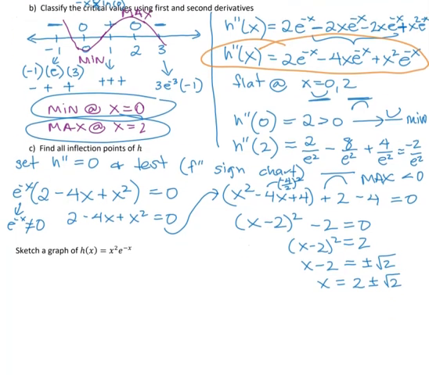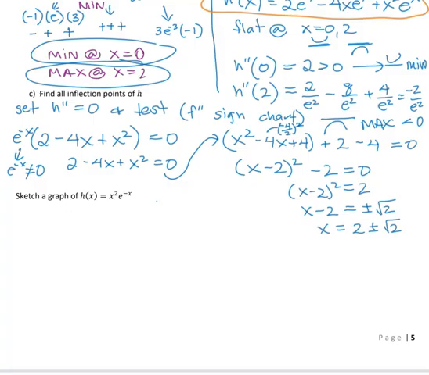It's easy to think you're all done there, and you probably have found the x-coordinates of your inflection points, but we're not quite all done. We need to test and make sure the concavity really changed. The definition of inflection point is not the second derivative equals 0, it's the second derivative changes sign. So we're going to mark off the 2 minus root 2, and the 2 plus root 2, and we're going to say the second derivative, h double prime, is 0.